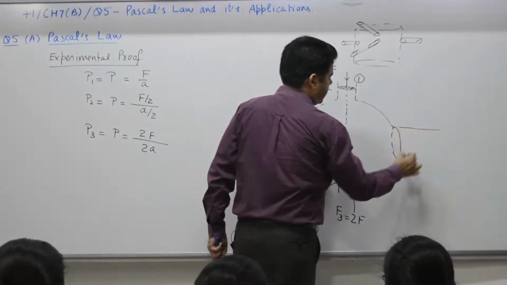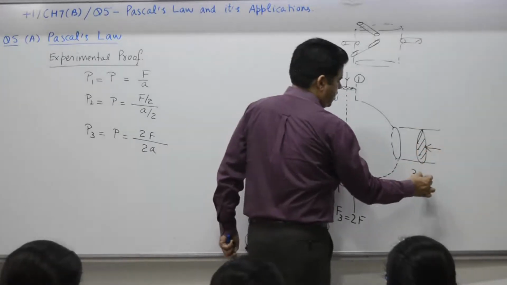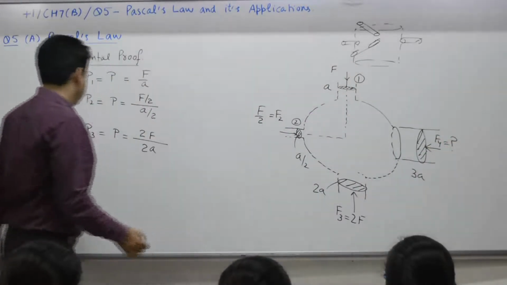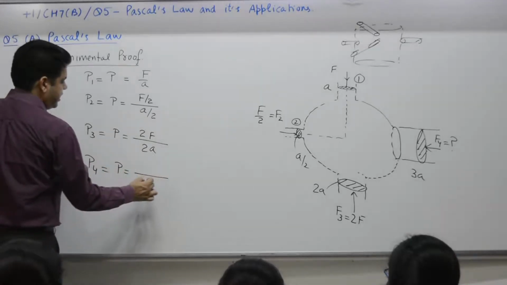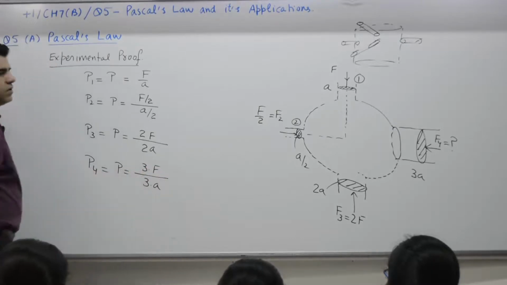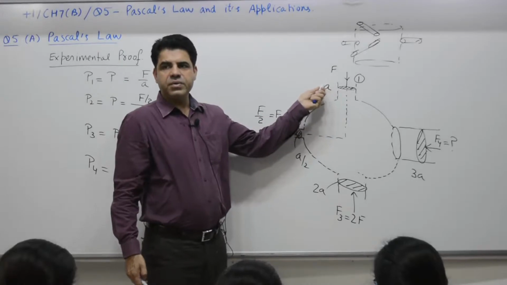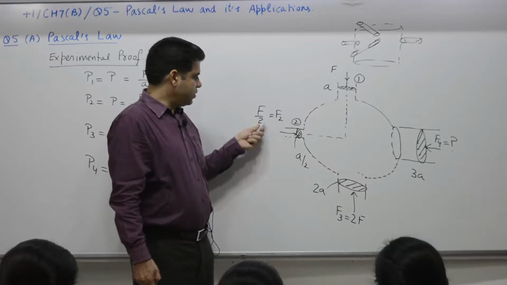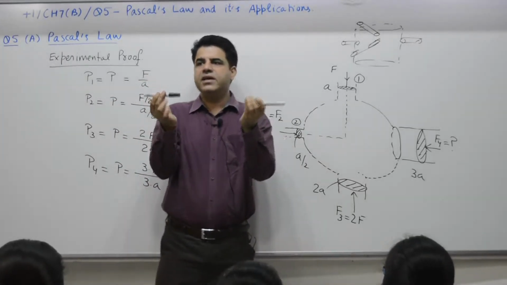And the last one, what is the area? 3A. This area is 3A. Force applied F4. F4 should be equal to what? Pressure at 4 is P. Area is 3A. So force should be equal to 3F. So here force is F, area is A, pressure is F by A. Force is F by 2, area is A by 2. Pressure is F by 2 divided by A by 2. Again same.